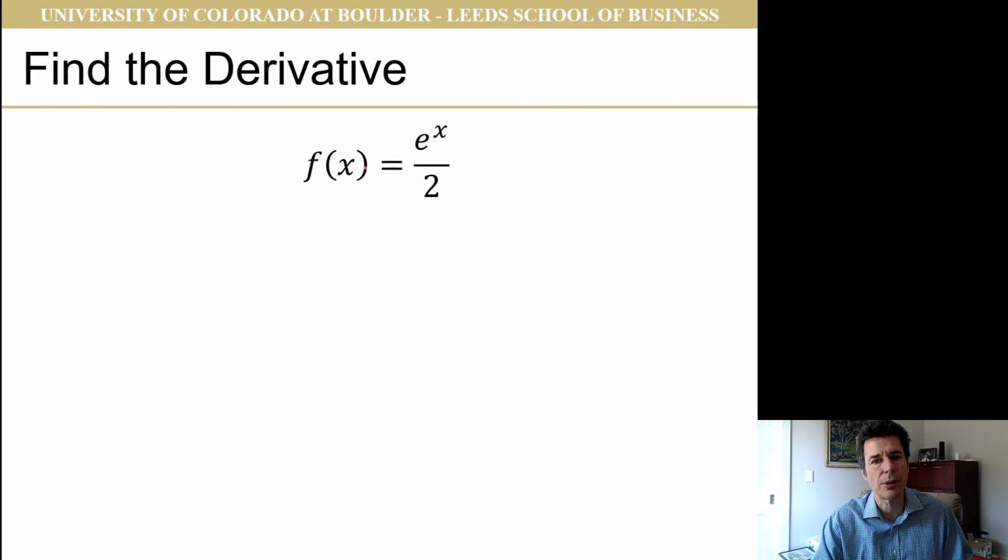Okay, so we're just going to practice. F of x equals e to the x over 2. Well, that's just 1/2 times e to the x, and we have a rule for functions which are a constant times another function: that's just the constant times the derivative of the function. So f prime of x equals 1/2 times the derivative of e to the x, which is e to the x.